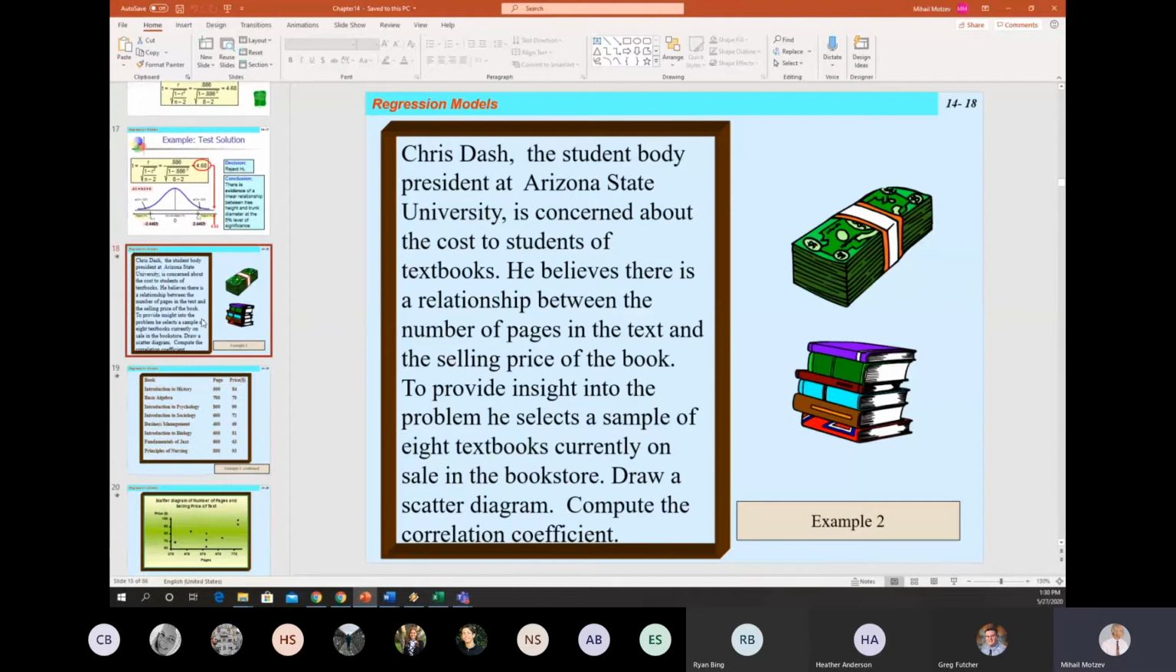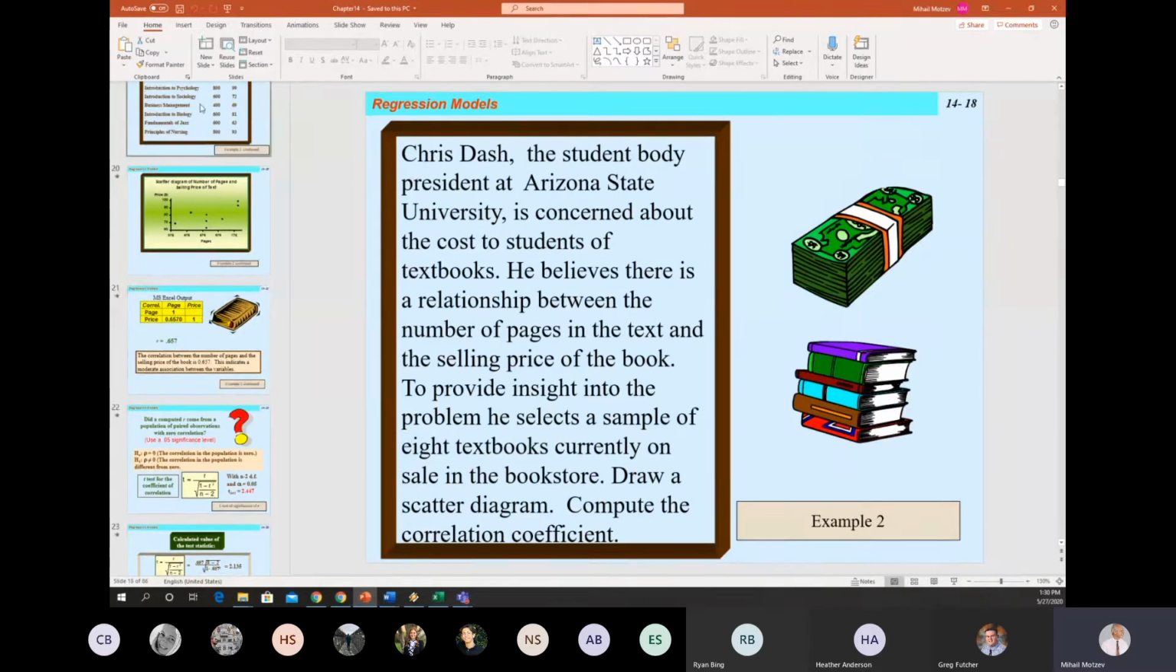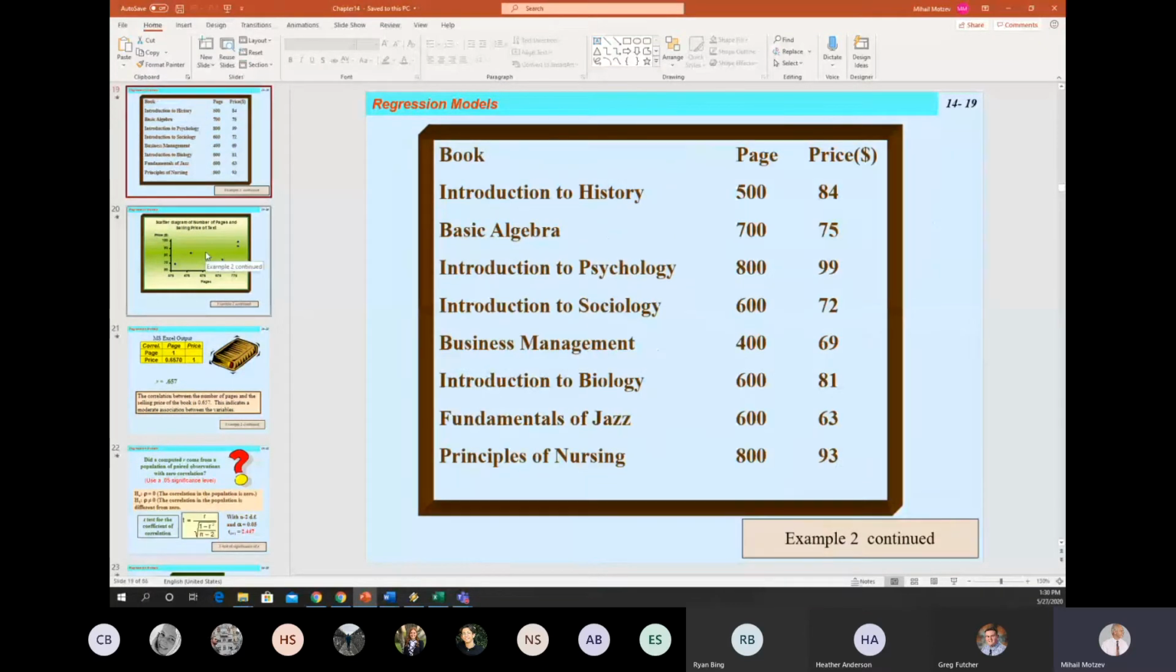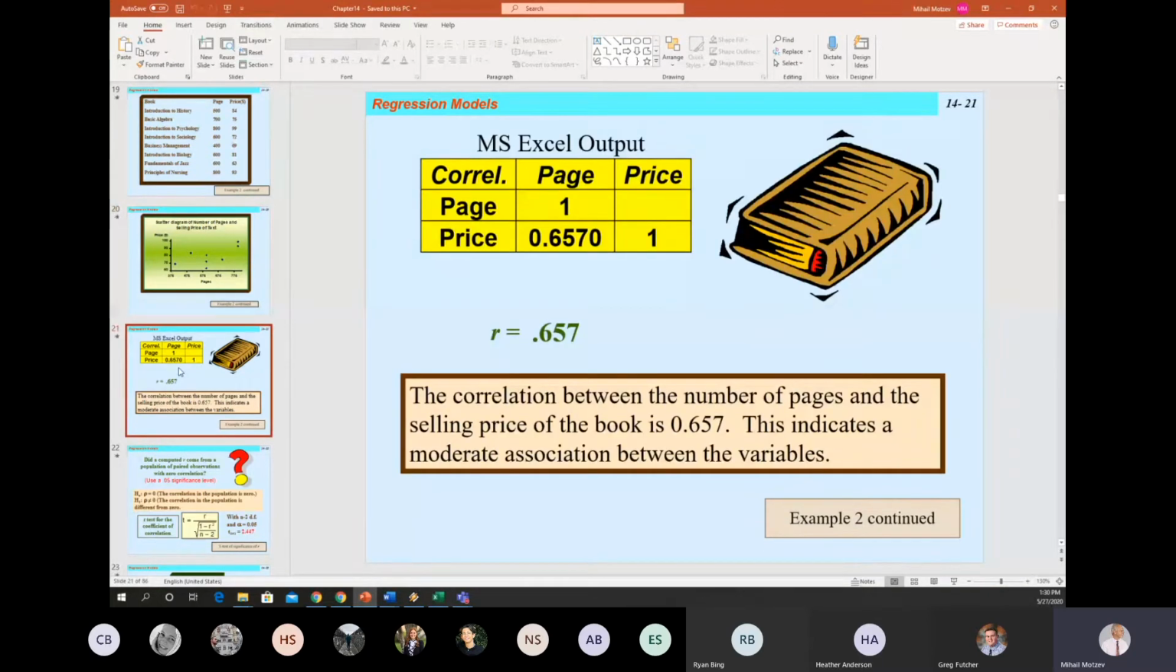And here there is one example which we'll discuss tomorrow. The example is about the relationship between book price and the number of pages. And from the scatter diagram, we say the relationship is not very close to a linear one and doesn't even look like a good relationship. But the calculated coefficient of correlation shows 0.657, meaning that it's moderate and worth further analysis.